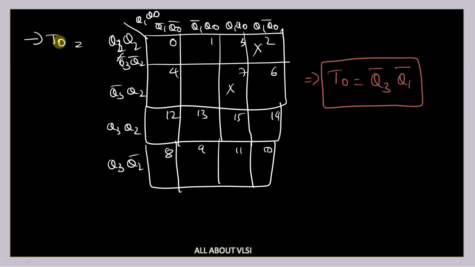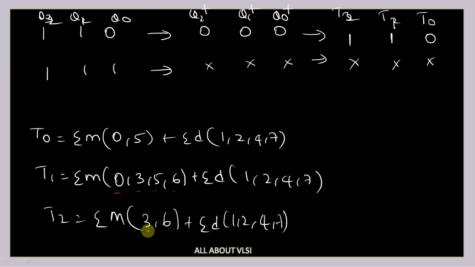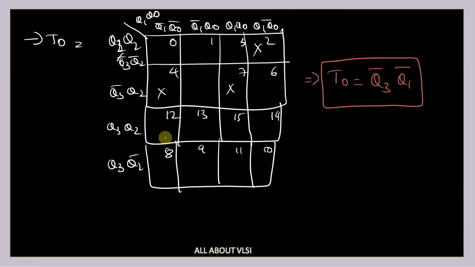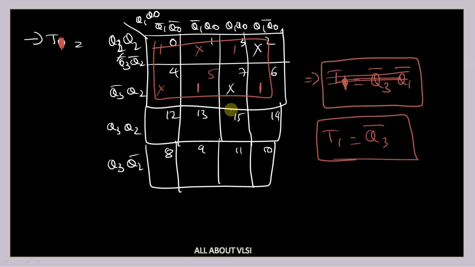Now let me write down the equation for my T2. So this is my T2. Okay. So what are the minterms for my T2? T2 is nothing but 3 and 6, and the remaining, 1, 2, 4, 7, are my don't cares. Okay. So I can group these 4. So what is my T2 which I am getting? What are the common terms? Q3 bar and Q1. This is my T2. So I've got the equations for my T naught, T1 and T2.